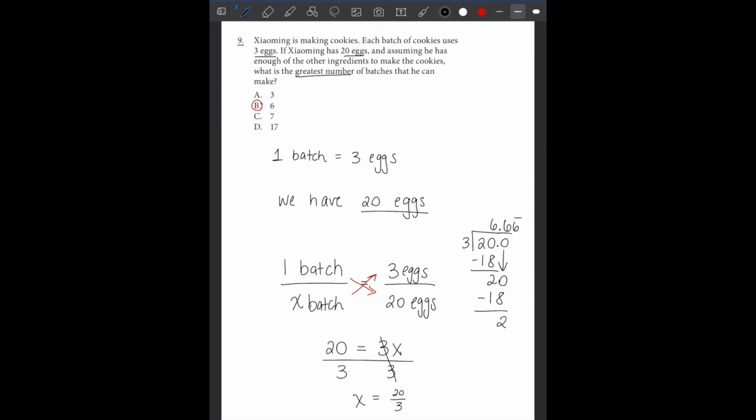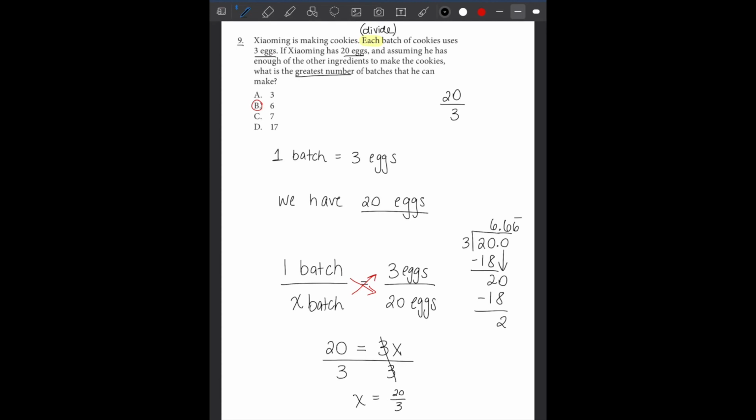If you didn't think of the proportion for this problem, that's fine. You would just have to know to do 20 over 3. And it would be 20 over 3 because 20 is the total amount of eggs that we have, and we want to see how many batches of cookies we can make if each batch is 3 eggs. Keyword here in this problem is each. Each would mean to divide.